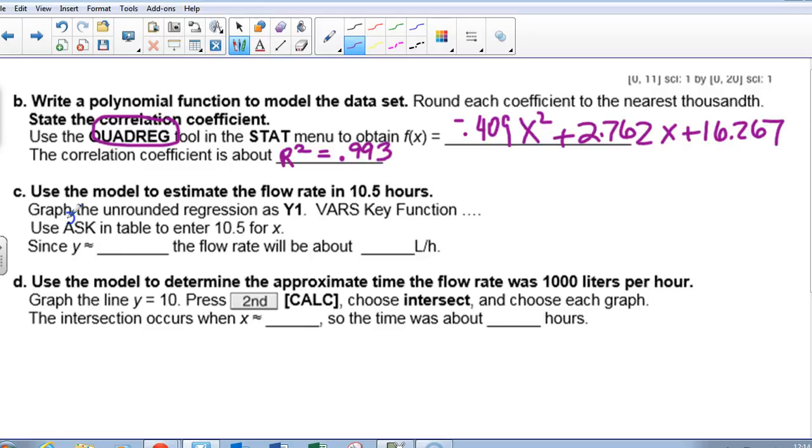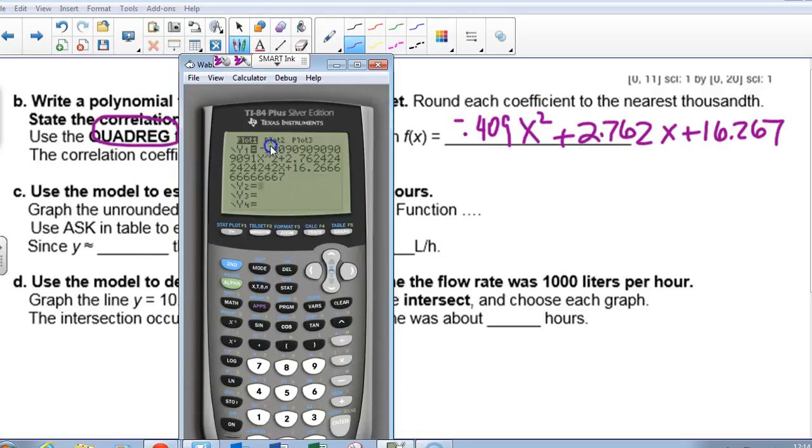Where am I getting those numbers? They should be what your calculator came up with when you did the quad reg. Mine are stored in Y1, but I could just go back and have it come up on the home screen. If I go back and do the quadratic regression, it'll say y equals ax squared plus bx plus c. A equals negative 4.09, B equals 2.76, and C equals 16.27. If you're not getting those numbers, it may be that you put something in wrong.